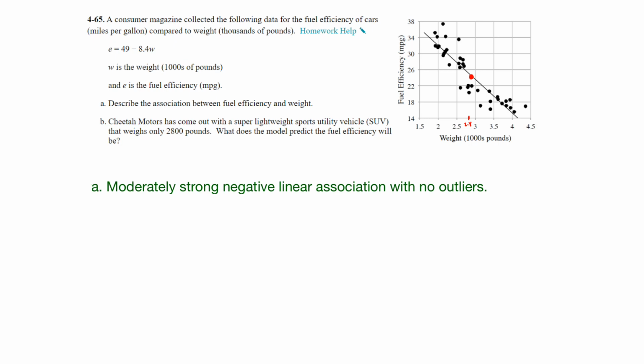So it looks like it's maybe right in between 22 and 26, so we could go 24. Maybe it's a little bit closer to the 25, so somewhere around 24, 25 miles per gallon. So for Part B, it looks to be 24 or maybe 25 miles per gallon approximately. And that's based on the model, which is the line, not the actual data. So make sure when it says predict, you're looking at the model, not the actual data.